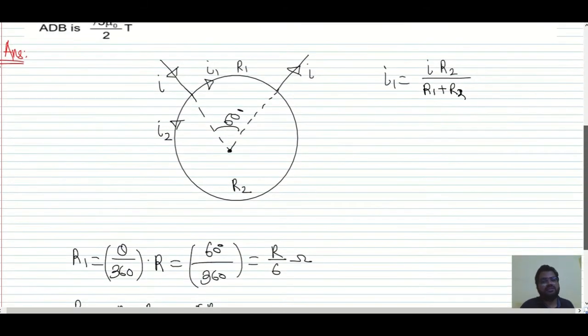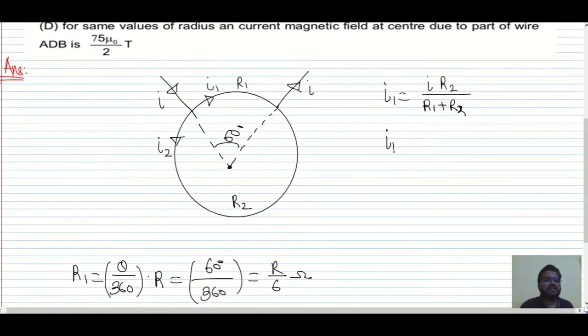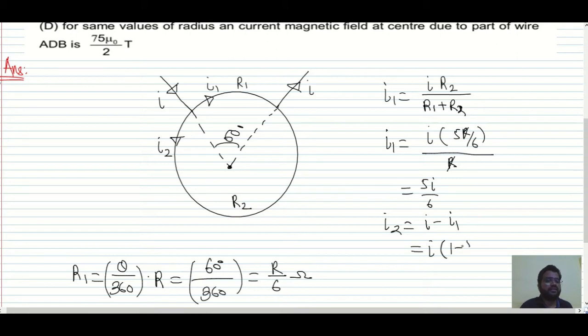Okay, so R1 and R2 we got. So what is I1 then? I1 we have is I R2, R2 we have is 5R divided by 6, divided by total resistance R, R gets cancelled, we'll get 5I divided by 6. Likewise, what is I2 then? I2 we can write I minus I1, which is I in bracket 1 minus 5 by 6, which is I divided by 6. So I1 we got, and that is 5I divided by 6, and I2 we got, and that is I divided by 6.